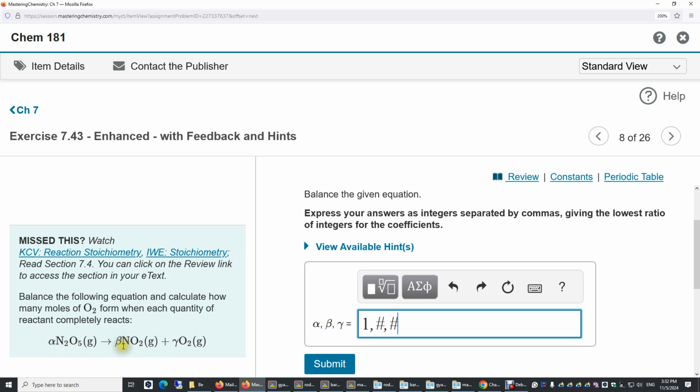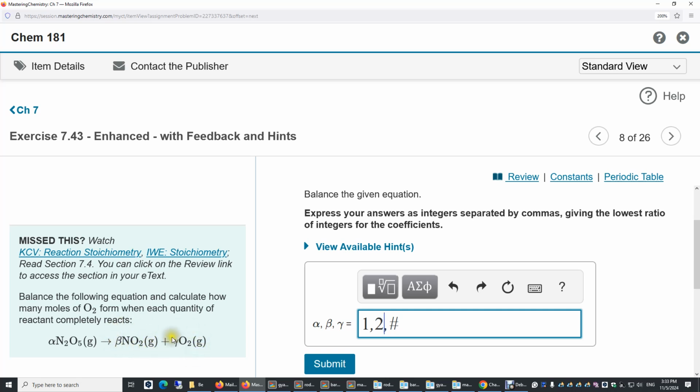First, let's look at nitrogen, which is easier because nitrogen appears only once on the right hand side, in the formula NO2. If alpha is 1, then we have 2 nitrogen atoms on the left. We need 2 nitrogen atoms on the right. Beta has to be 2. Now if beta is 2, we have 2 times 2, 4 oxygen atoms in these NO2 molecules.